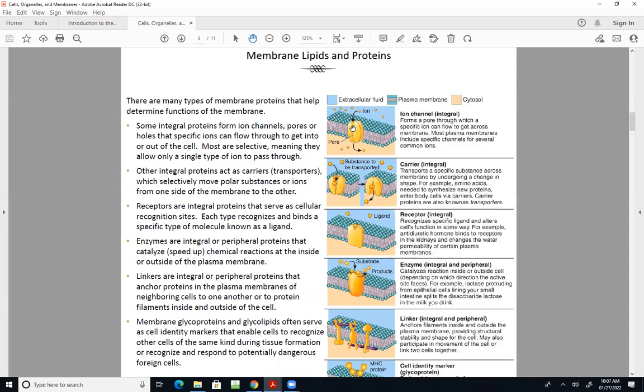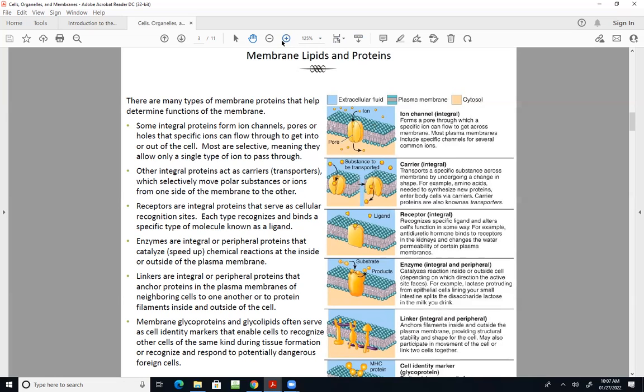Now, very similar to channels are carriers. Carriers also go by the term transporters. They move something or carry it, hence the name, across the plasma membrane from one side to the other. They also are going to work selectively. This is, for example, how we get glucose in and out of our cells.